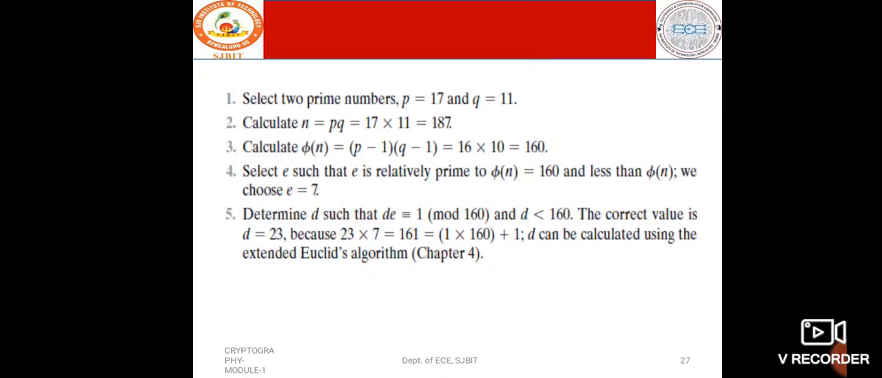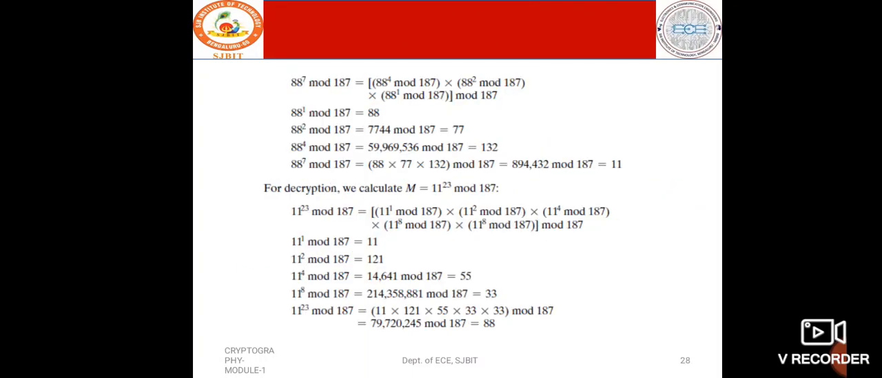This example shows the use of these keys for a plain text input of m is equal to 88. For encryption, we need to calculate c is equal to 88 to the power 7 mod 187. Exploiting the properties of modular arithmetic, we can do this. So 88 to the power 7 mod 187 is 88 to the power 4 mod 187 into 88 square mod 187 into 88 to the power 1 mod 187, all mod 187.